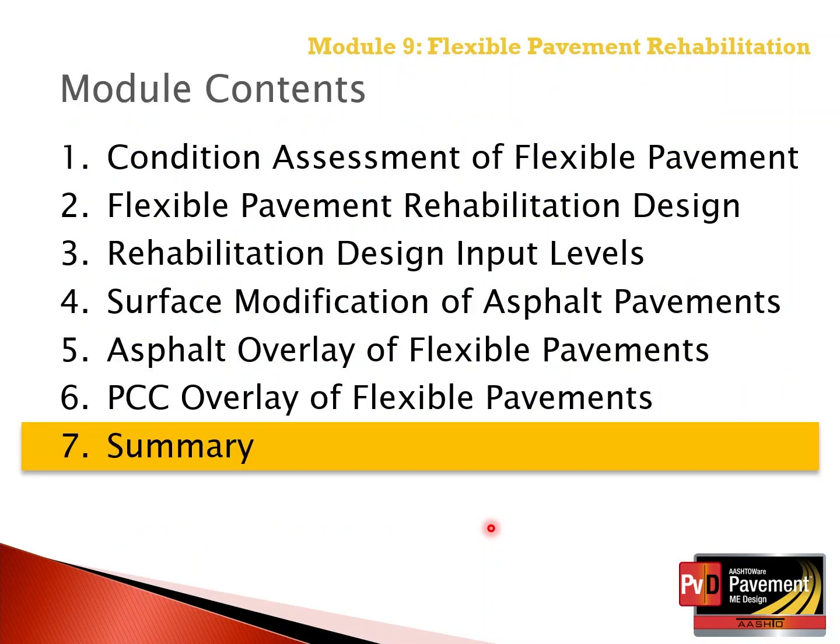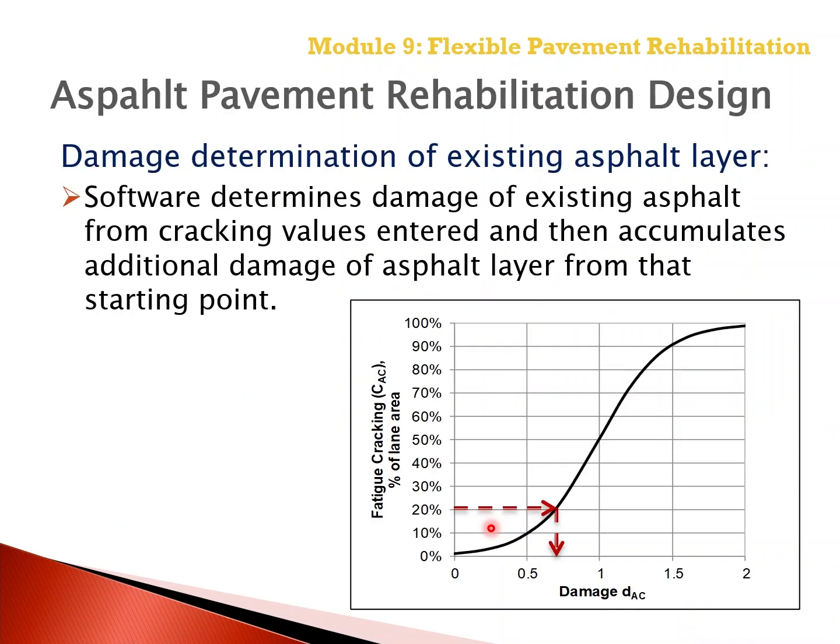So now let's move to the summary of this section. We're going to go through a couple of topics, items to remember that we mentioned earlier in the module. First, the damage determination of the existing asphalt layer. The software determines the damage in the existing asphalt pavement from bottom-up fatigue cracking values entered and then accumulates additional damage of the asphalt layer from that starting point.